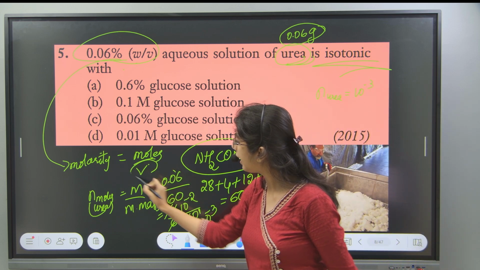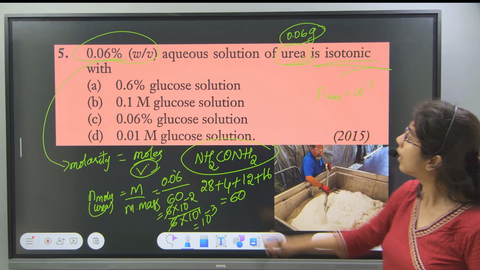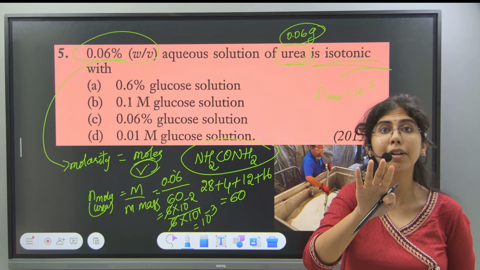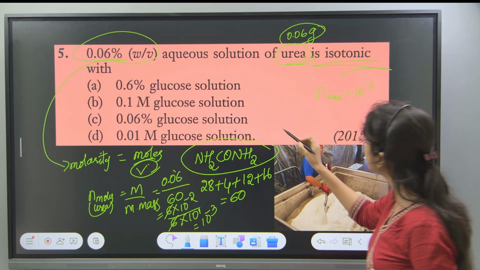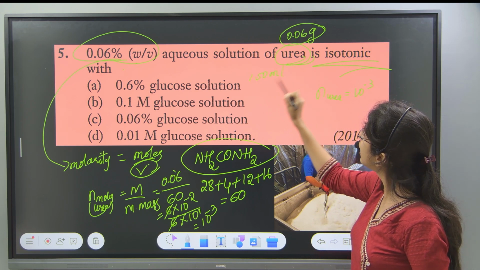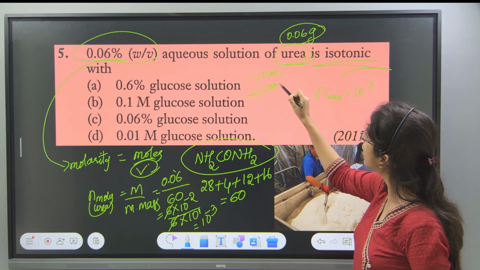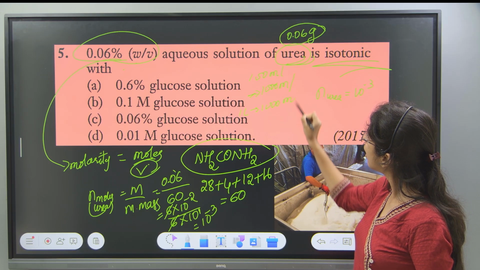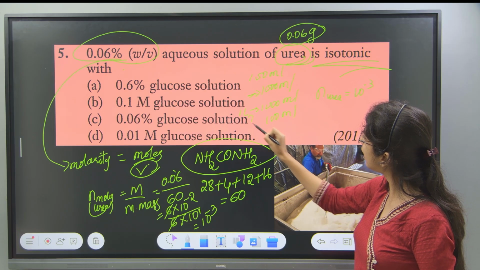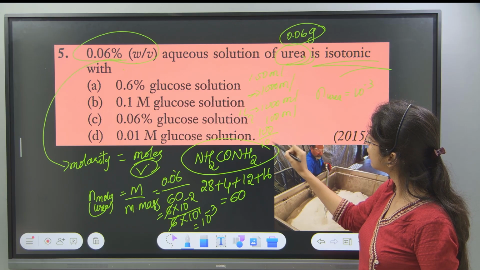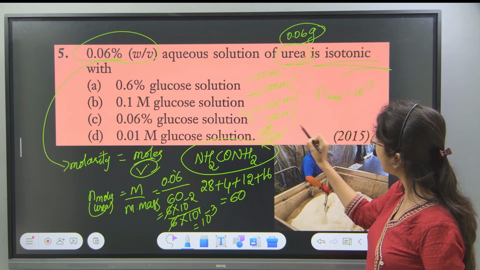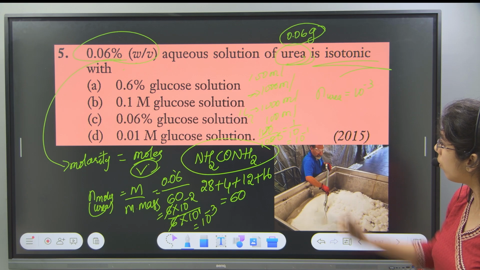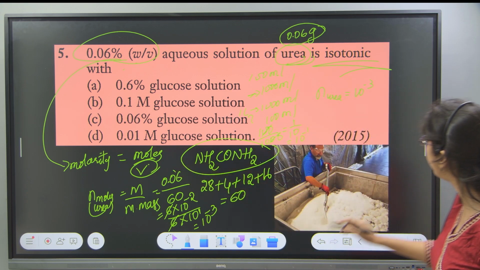To find out the molarity, we need the volume. What is the volume? How do you define weight by volume? Grams of solute in 100 ml of solution, right? So the solution is 100 ml, but we need it in liters. 1 liter is equal to 1000 ml. 100 ml means how many liters? Divide 100 by 1000. So how much is this? 1 by 10. 1 by 10 is 10 power minus 1. Right?